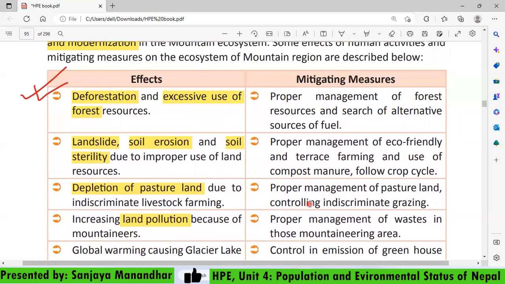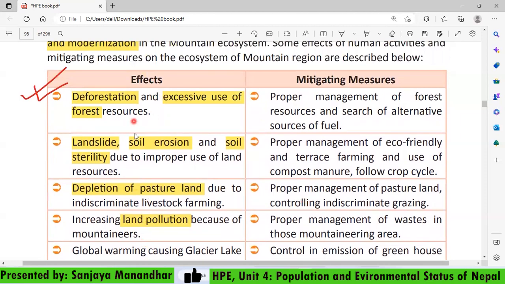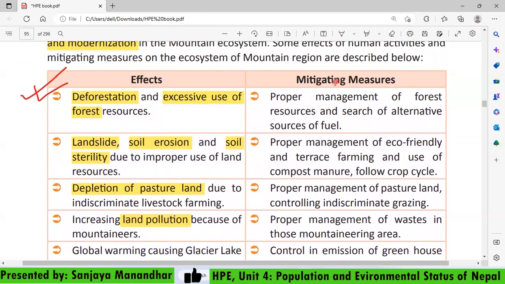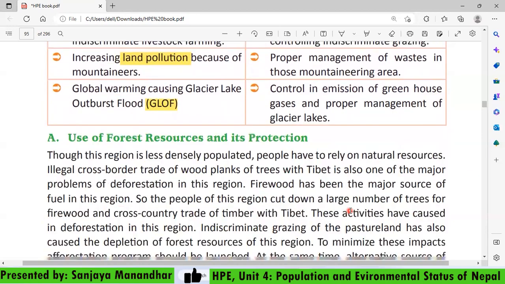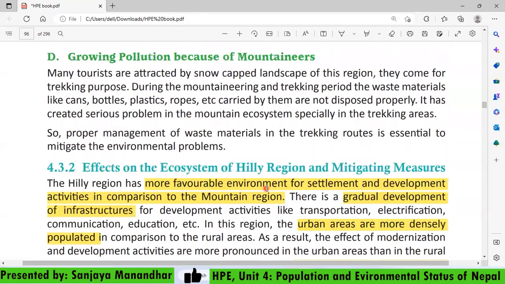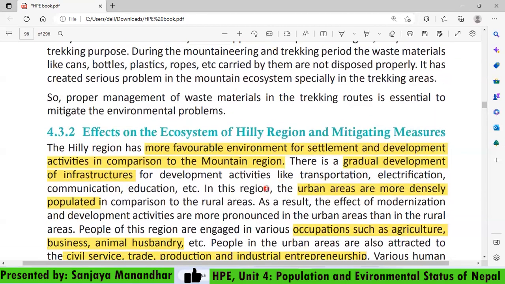We can do this. So these are the main effects due to human activities, and we can mitigate them in these ways. While giving these mitigating measures, controlling measures, you can also give your own idea. Okay, no need to give the same as here. You can give in your own way. So these things are explained here, they are the same things. I will only focus on the main points.